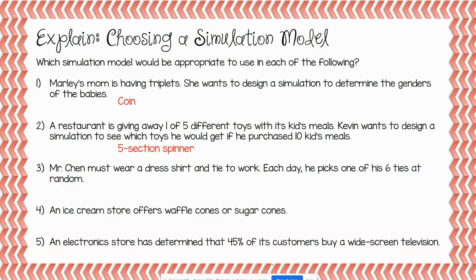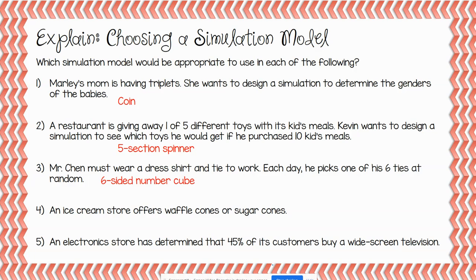Number 3 says Mr. Chen must wear a dress shirt and tie to work. Each day he picks one of his 6 ties at random. So since he has 6 ties, I want you to look at your different simulation models and see which one of those would be best to use. Put your answer in the chat. For this, since there are 6 outcomes, a 6-sided number cube or dice would be the best option.